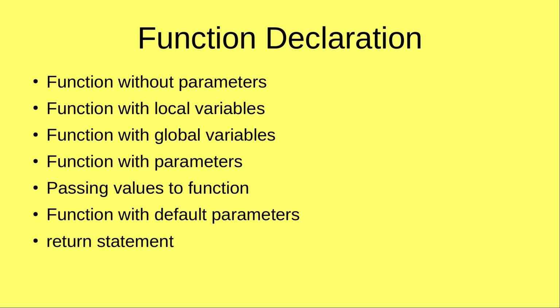The first one is the function without parameters, and the second one is simply the function with local variables inside. And the third part is the function with global variable inside. And the fourth part is the function with parameters. Also, I'm going to talk about passing values to a function. And I'm also going to discuss the function with default parameters. Finally, I'm going to discuss the return statement, which is a very important concept of using a function.